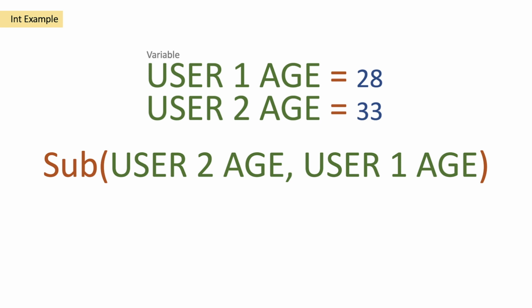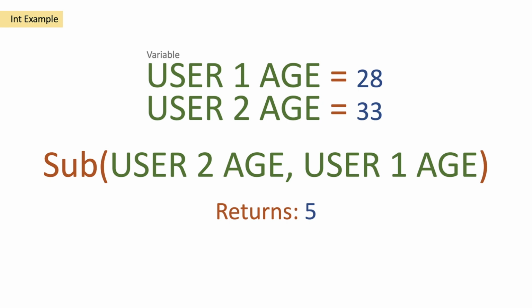Well, if we use the sub function, we can pass in user2age first, because that's the one that is going to be subtracted from, and then pass in the second number, or the second variable in our instance, user1age of 28. So we then have 33 minus 28. Okay. So, what do we get back? We get back a 5, because we have subtracted 28 from 33, and that is the remainder number.